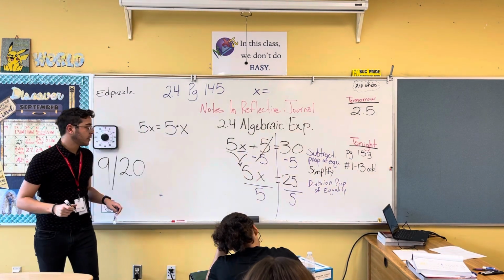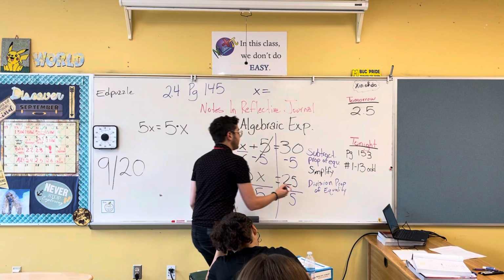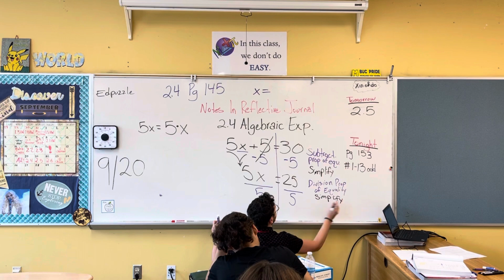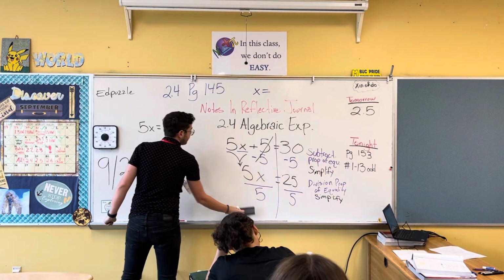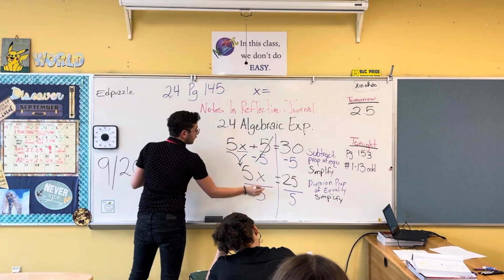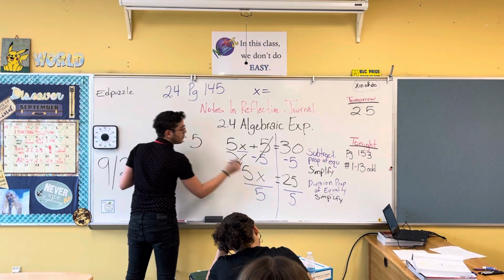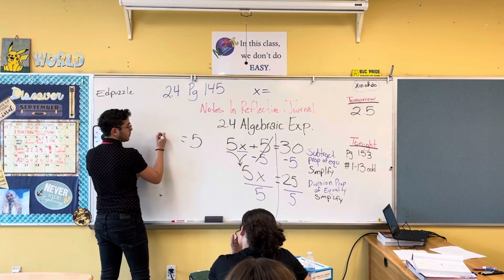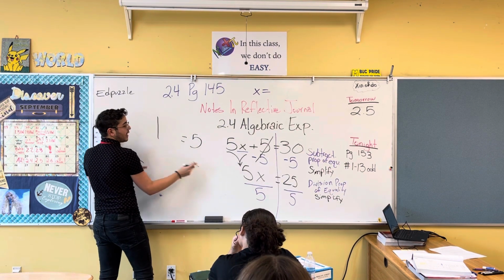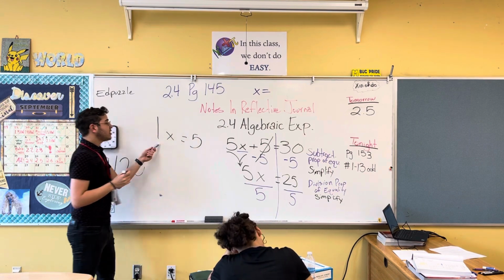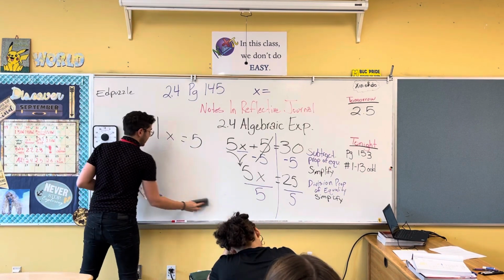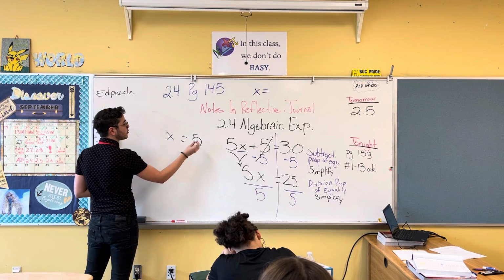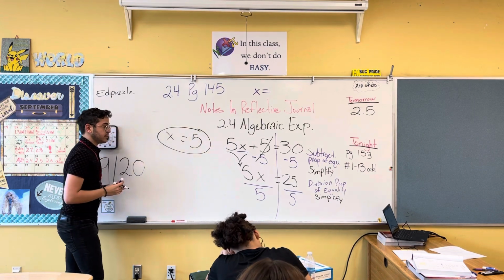The division property of equality. Now we're going to simplify. What is 25 divided by 5? 5. We have the equal sign. What is 5 divided by 5? 1. And then we have 1x. Do we need to write the 1x or can we write it like this? Yes, 1x is equal to 5. And that is our answer.